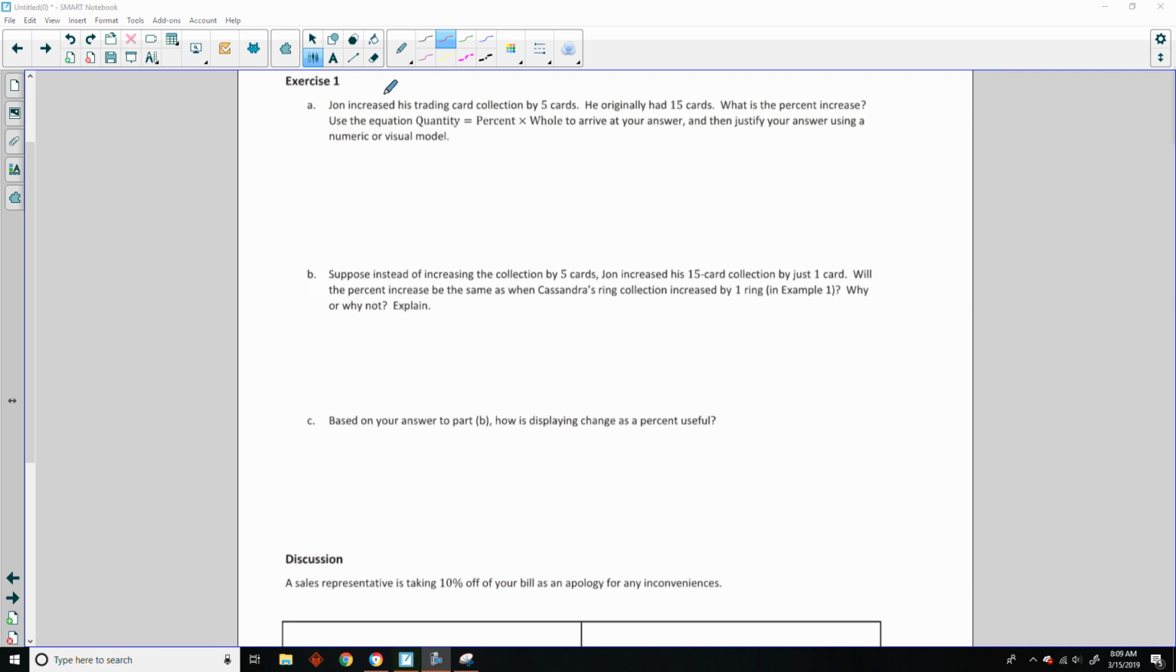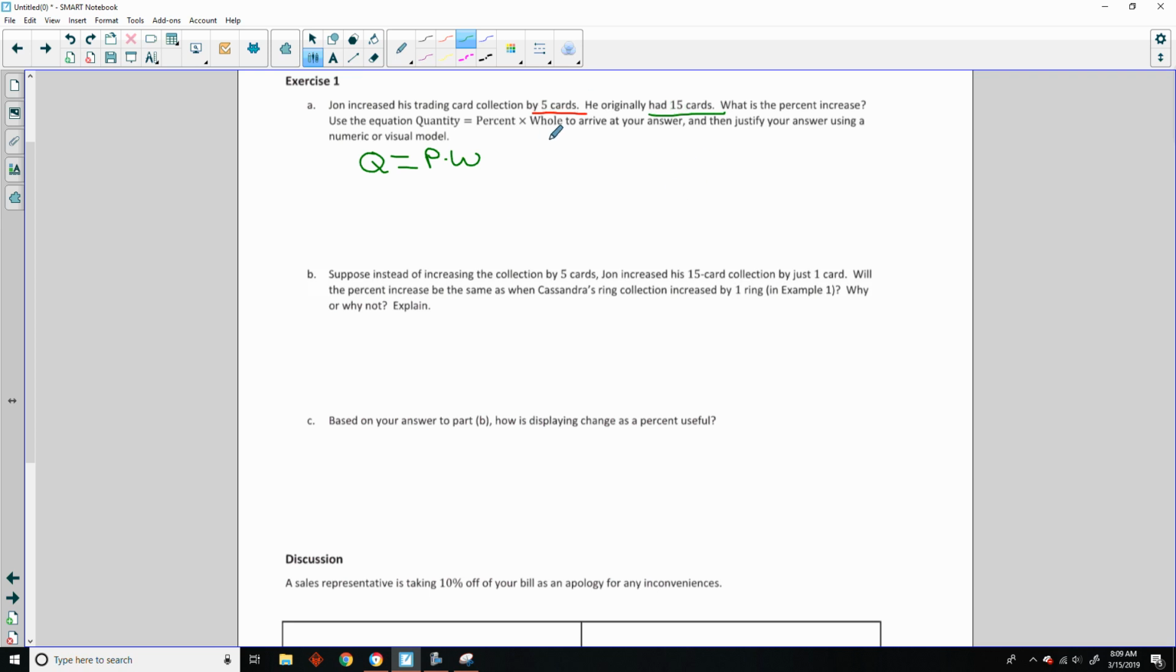Okay, this problem here says John increased his trading card collection by 5 cards. He originally had 15. What's the percent increase? Use the equation quantity equals percent times whole to arrive at your answer. So I'm going to use quantity equals percent times whole.